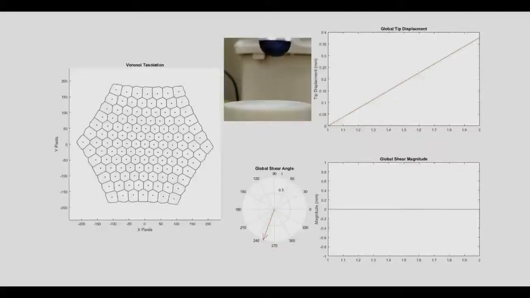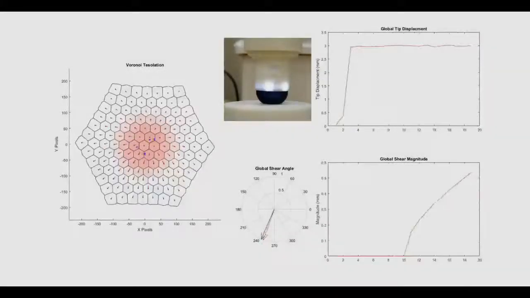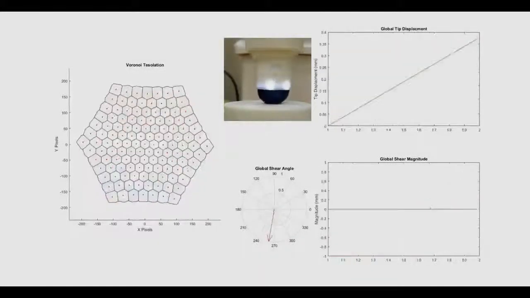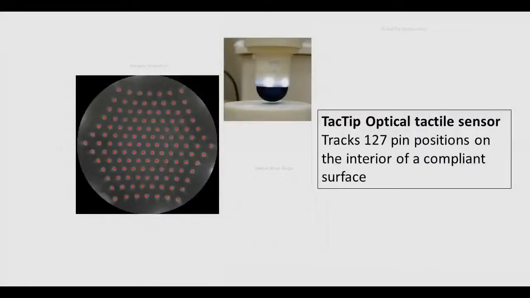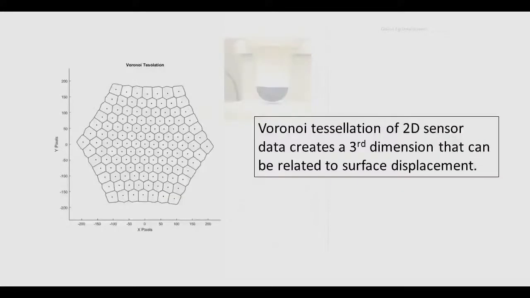Voronoi tessellation is the mathematical principle of partitioning a plane into regions based on the distance between points on that plane. We apply this method to the 2D point data collected from the sensor. This produces cells that have inherent properties useful for interpreting the data, such as their area.